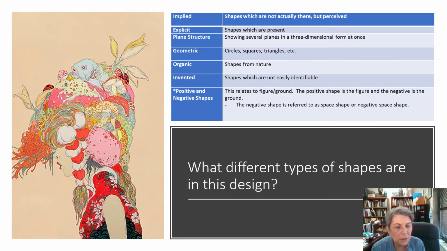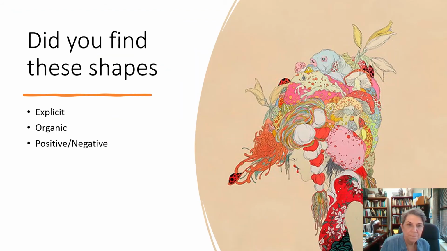So on this one, I would say you certainly have some organic. I don't see any implied. I see all explicit shapes, organic. You could say some are invented, and you have positive. I don't see a lot of negative. This could be construed as a negative shape, but I think that's a color, different than the background, so I would say that's an explicit positive shape too.